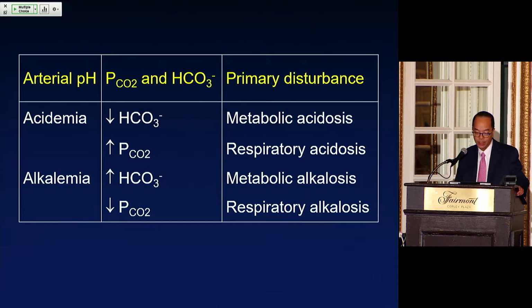And from that, we get this, which we're very familiar with: a low bicarb indicates a metabolic acidosis, high PCO2 respiratory acidosis, etc. But interpreted in the context of the arterial pH, whether it's acidemic or alkalemic.